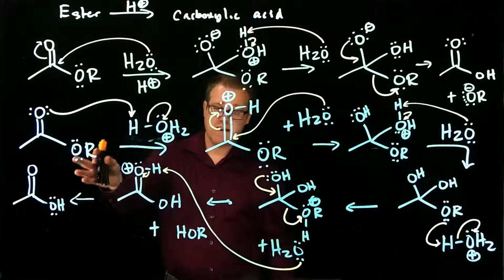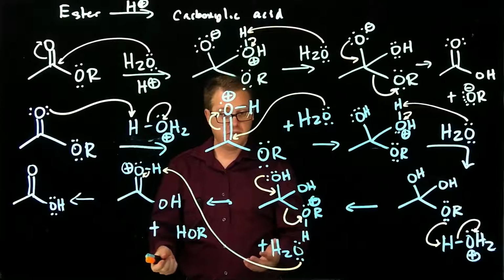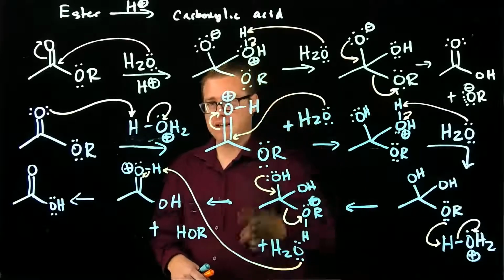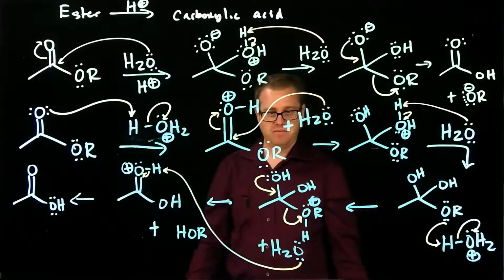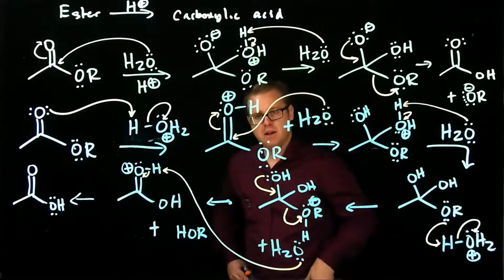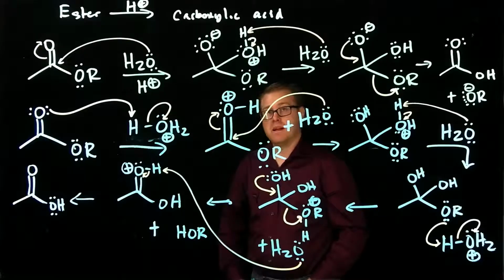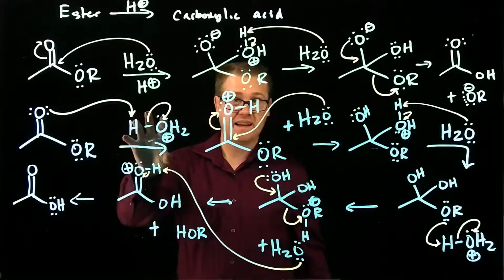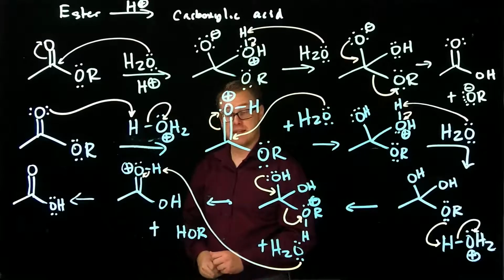So there are more steps in this blue mechanism, but they're all just basic proton transfer steps. This is a nucleophilic attack, but everything else is like a proton transfer step. This one right here is where we eliminate off the OR, but that is the correct mechanism because it doesn't break that rule: when you're under acidic conditions, you're not forming any negatively charged species or basic species.